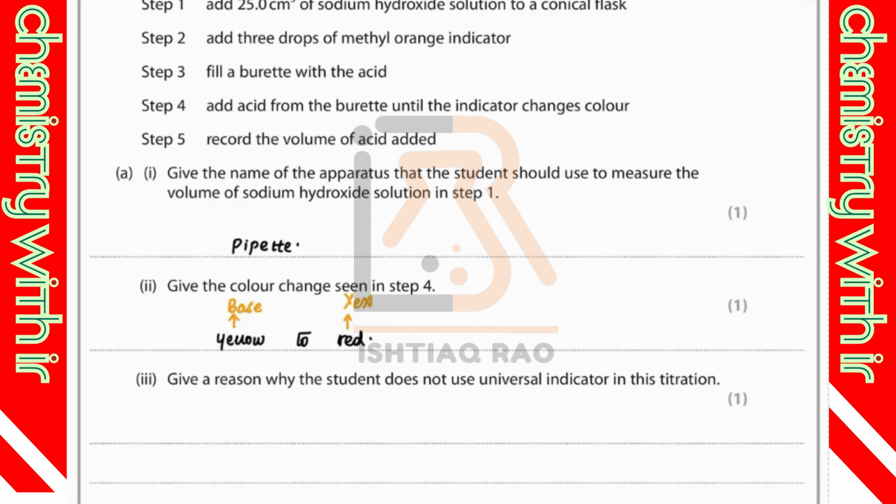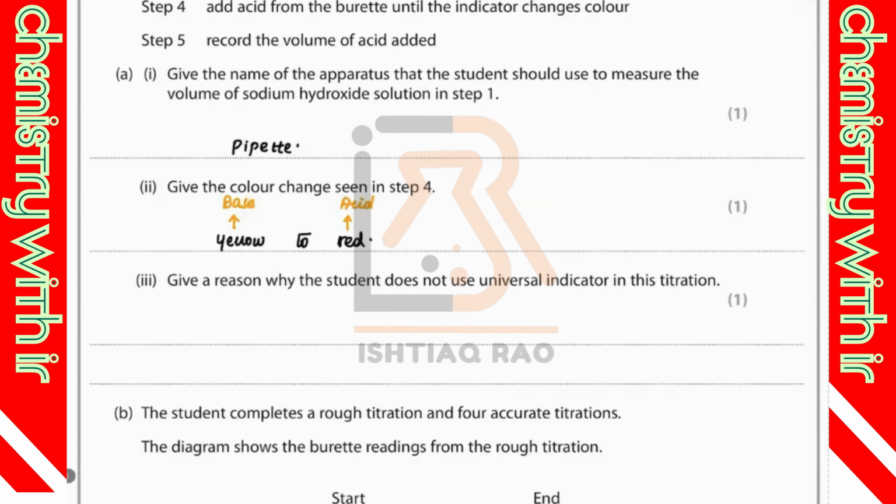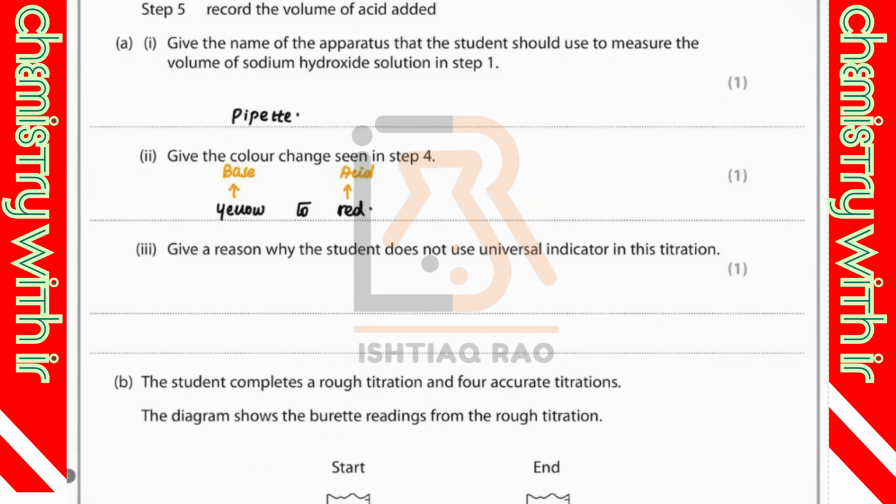Yellow to red. I have a conical flask, and in that conical flask I have sodium hydroxide. So when I have added a few drops of methyl orange, that was yellow in the presence of base. When I'm going to add acid from the burette, it would change from yellow to red, meaning that at that time I would be having acid. So red in acid and yellow in base. Give a reason why the student does not use universal indicator in this titration.